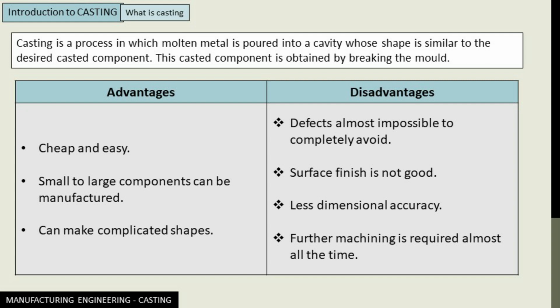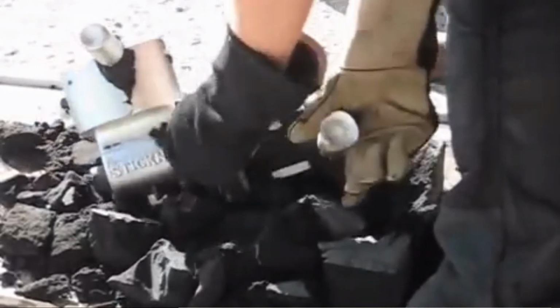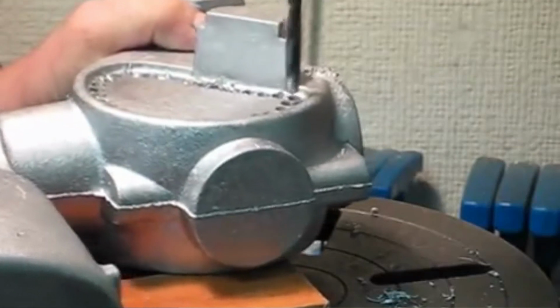There are several advantages and several disadvantages of casting processes. First, they are cheap and easy. Small to large components can be manufactured via casting, and complicated shapes can also be manufactured. However, avoiding casting defects is completely impossible. Surface finish is not too good. You get less dimensional accuracy, and further machining is required almost all the time in the traditional casting process.